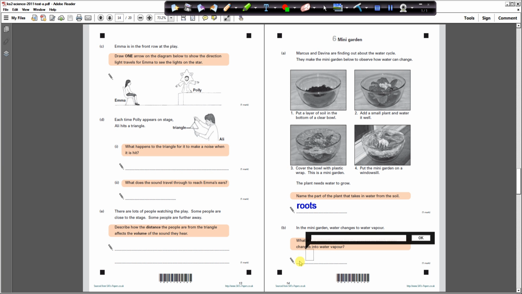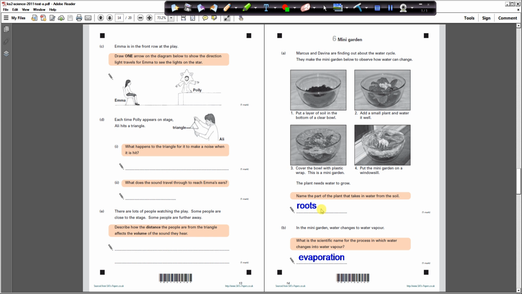Okay, so the answer given to me by Arwa is the process when water turns into water vapor, into a gas, is called evaporation. Evaporation.